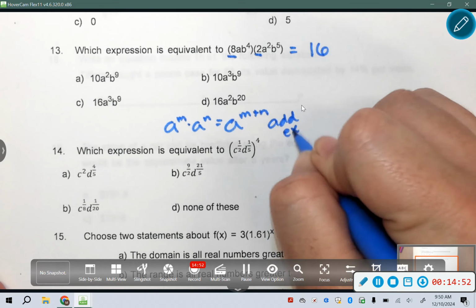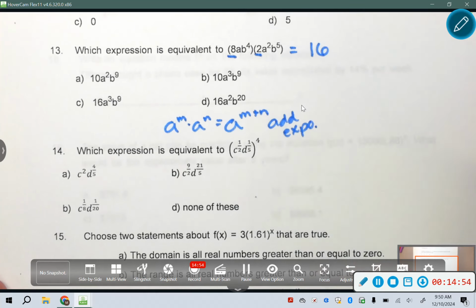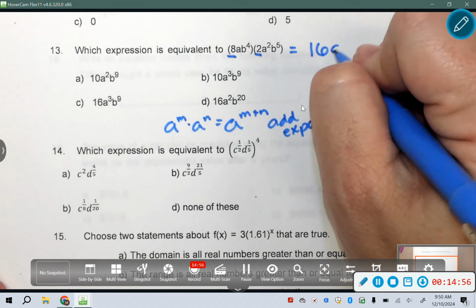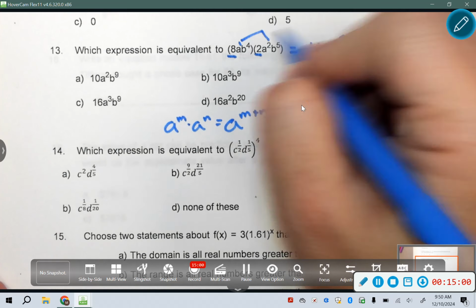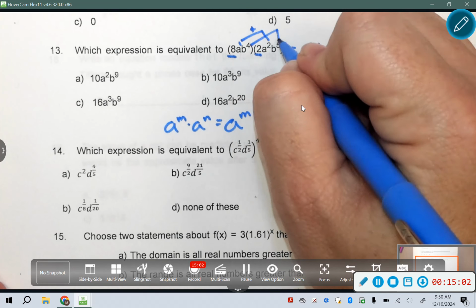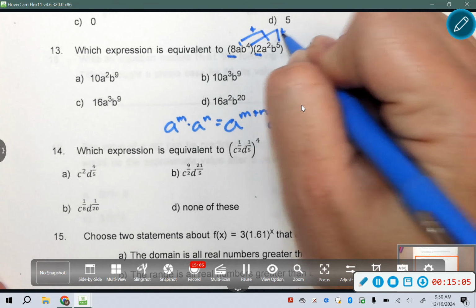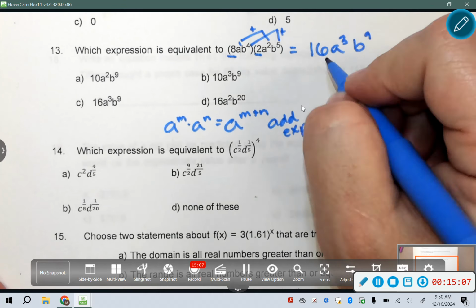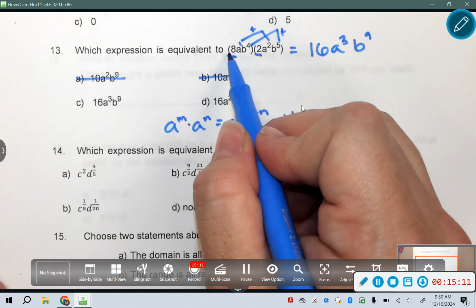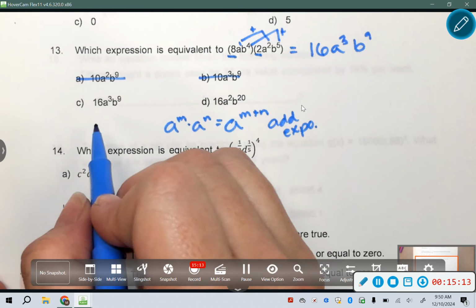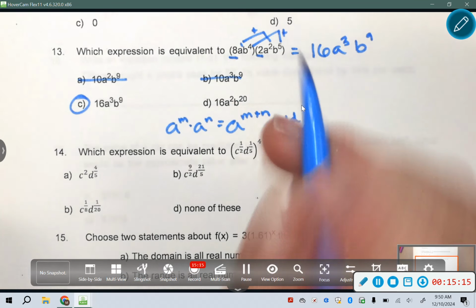Okay, so knowing that, I have A and A. And if there's no exponent, it's a 1. So 1 plus 2 is 3. And then 4 plus 5 for B is 9. So there's my answer. I know it's not this one or this one because it's 16. 8 times 2 is 16. A to the third, B to the ninth is C.